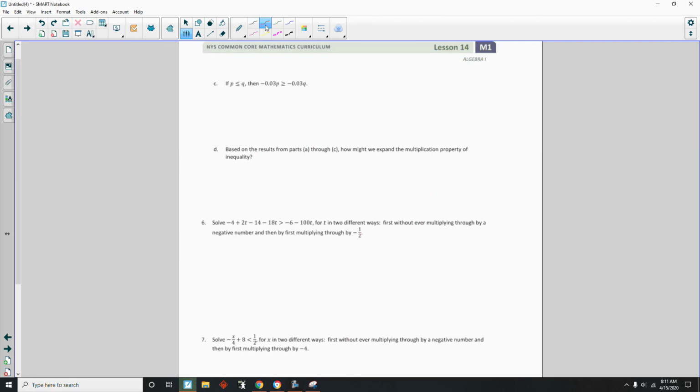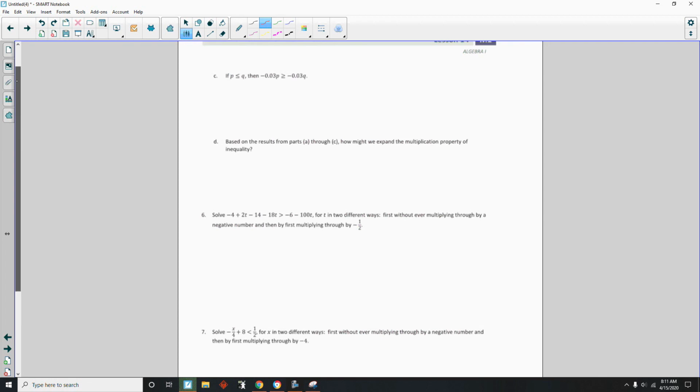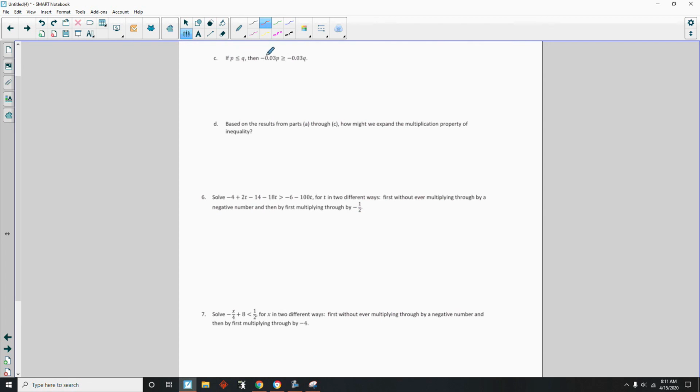Okay, page 6 brings us to part C. It says if p is less than or equal to q, then negative 0.03p is greater than or equal to negative 0.03q. So to prove this, I would say p is less than or equal to q, our original on the left, multiply both sides by 0.03. So when I do that, I get 0.03q. Remember, multiplying by a positive, we already know, nothing changes.